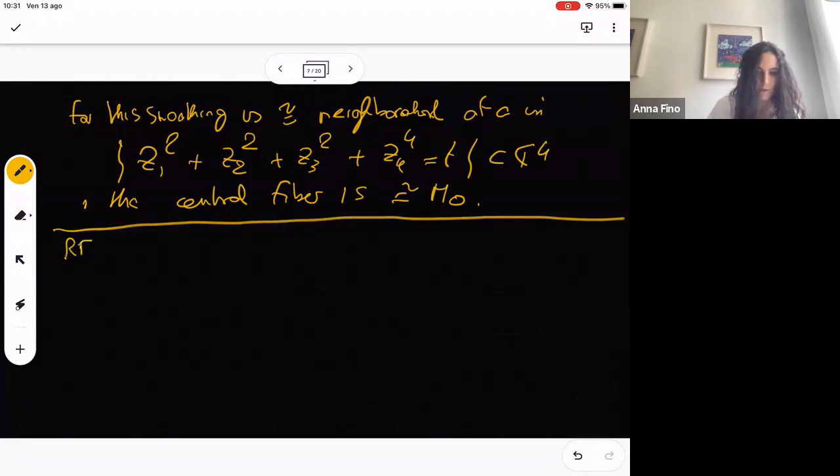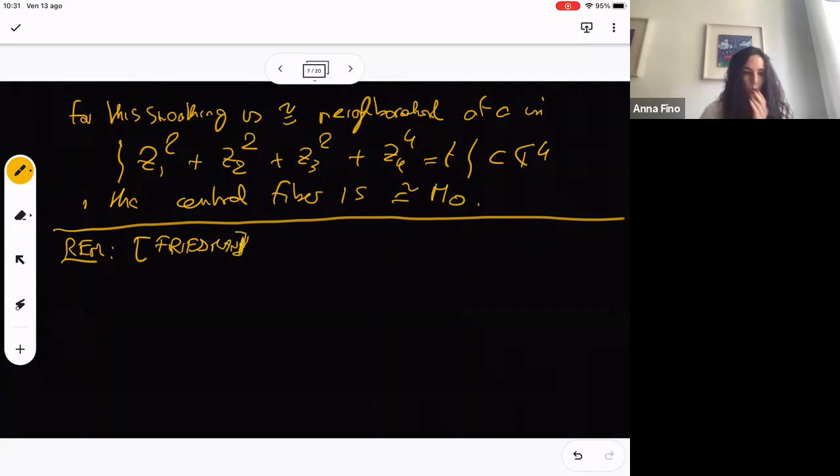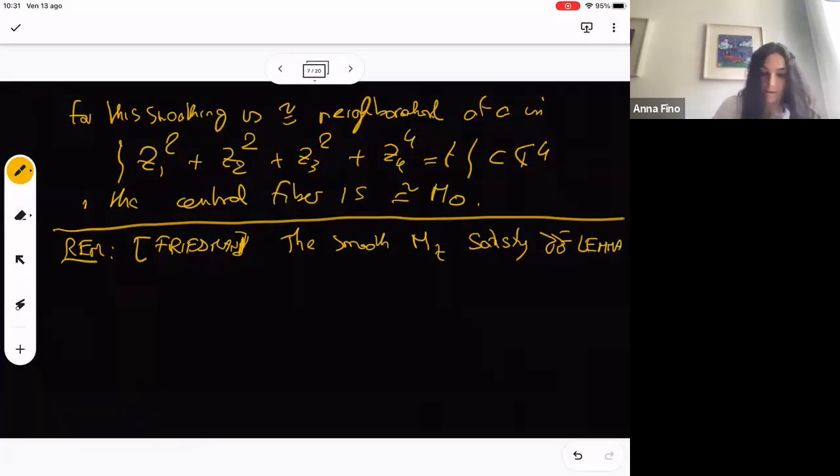That construction is quite nice because of the first remark, which is due to Friedman. Friedman showed that the smooth MT satisfy the Dirichlet lemma. It's not easy in general to construct complex manifolds which are not Kähler and satisfy the Dirichlet lemma, but in general, they are non-Kähler.